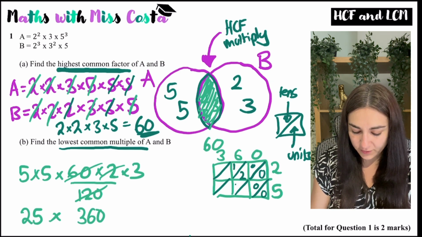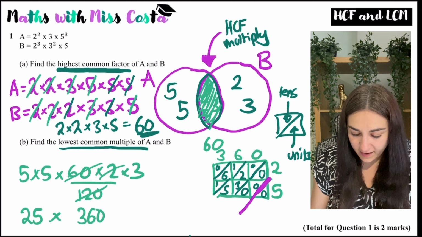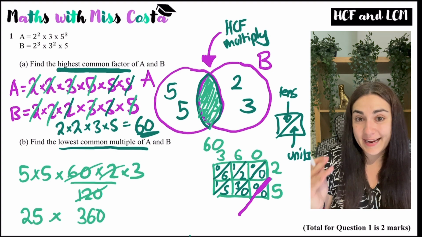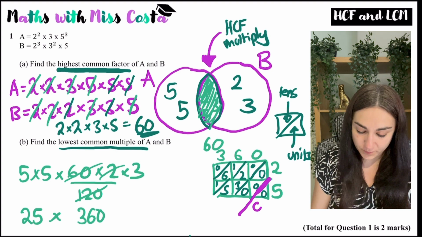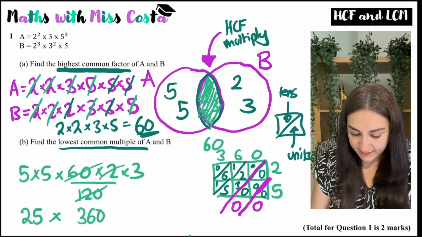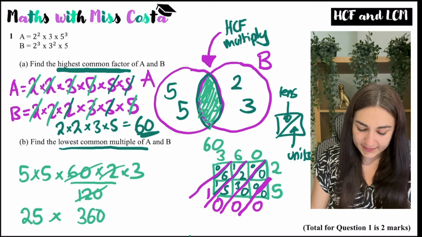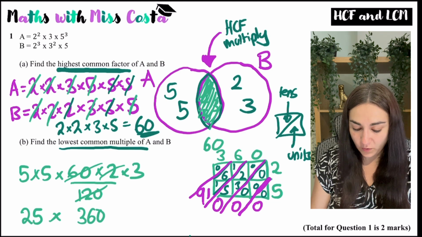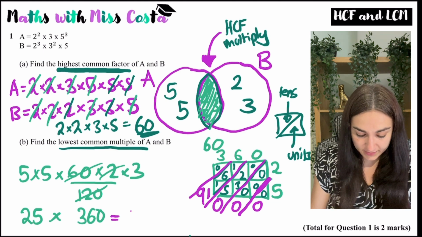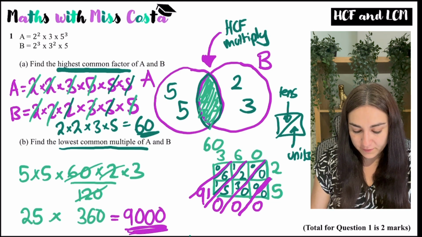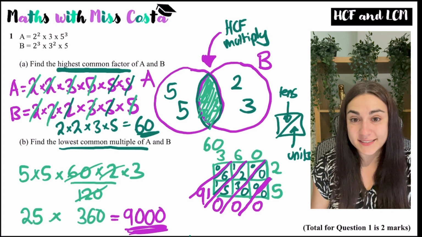6 times 2 is 12, 6 times 5 is 30, 3 times 2 is 6, and 3 times 5 is 15. Now when I've done that, I just go along my diagonals and I add everything that is in each individual diagonal. So the first one is 0, the second one is 0, then I've got 5 plus 3, which is 8, plus 2, which is 10. So I carry the 1 into the next column. Then I've got 6 plus 1 plus 1 plus the 1, so that would be 9. So therefore, the lowest common multiple of A and B is 9,000.